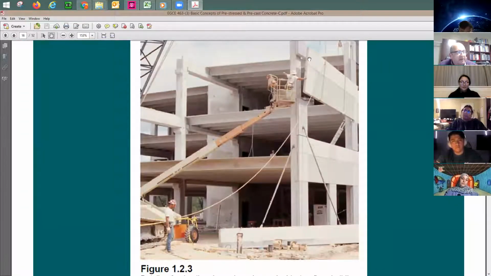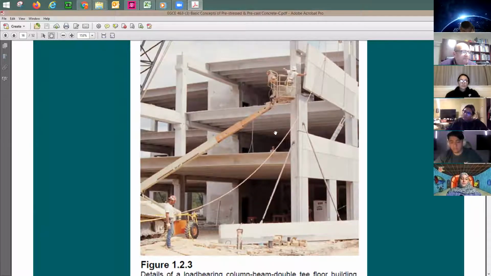The edge beam here usually comes with the guard drain. So we call it spandrel beam. So this is what you call here spandrel beam. The spandrel beam here works as, if you like to call this a parapet or guard drain, and at the same time supports the double T's.